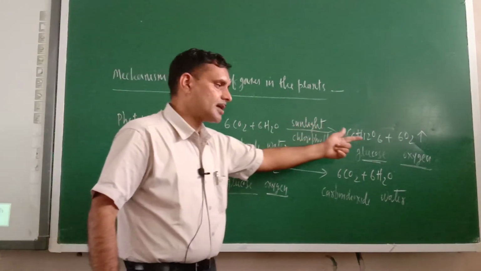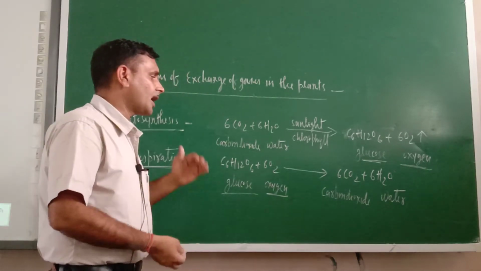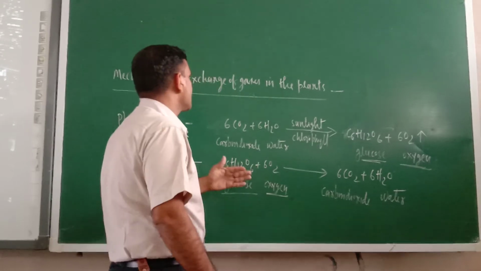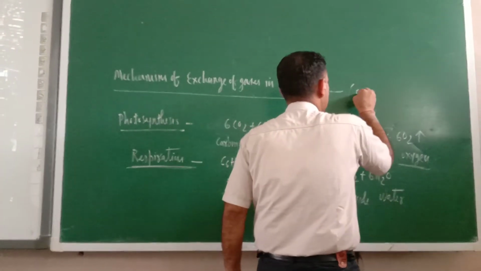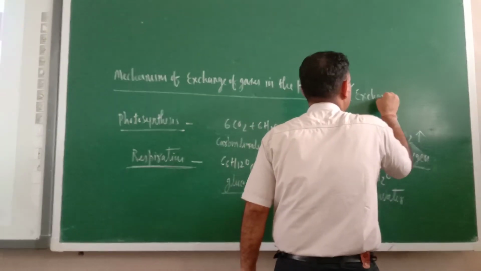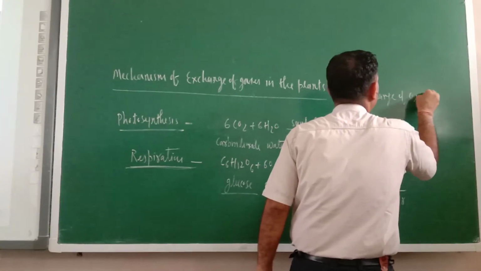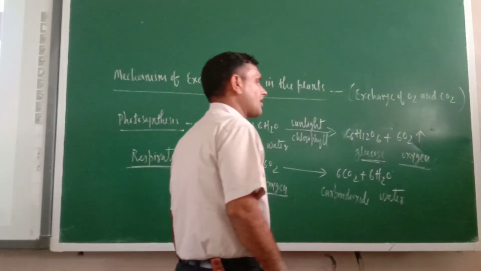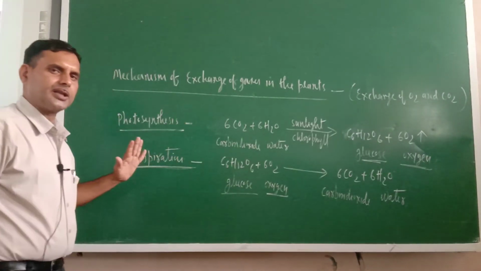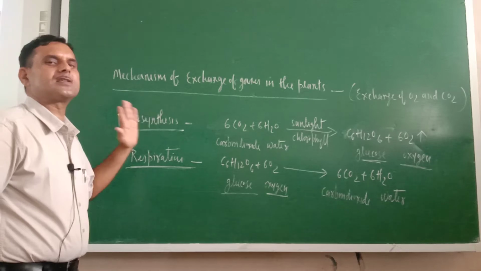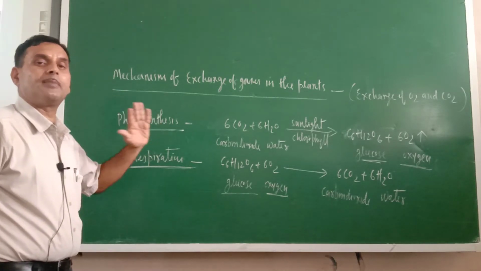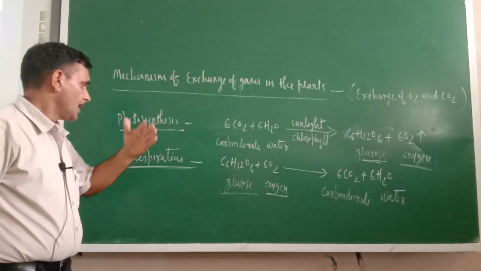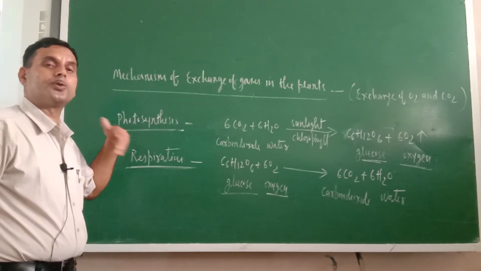So in one process oxygen is evolved, in another process CO2 is evolved. So we can write here exchange of O2 and CO2. CO2 is the chemical formula of carbon dioxide. So actually these are the processes which are responsible for maintaining the balance of oxygen and carbon dioxide in the atmosphere. Respiration basically, who is doing it mostly?